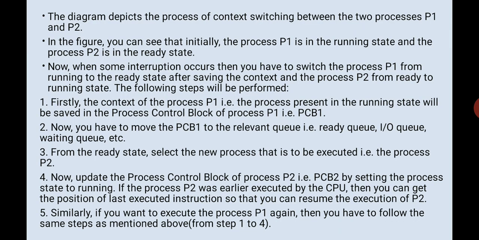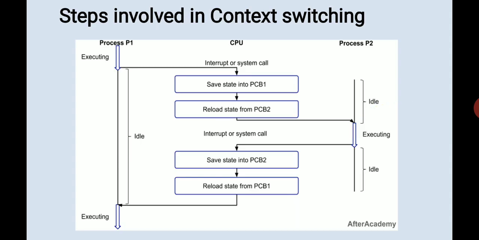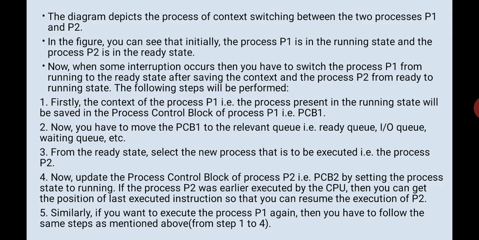See, the diagram depicts the process of context switching between the two processes P1 and P2. In the figure you can see that initially process P1 is in running state and process P2 is in ready. Here again, P1 is in executing state and P2 is in the ready queue, right? Now when some interruption occurs, you have to switch process P1 from running to the ready state after saving the context, and process P2 from ready to running state. So how is it performed?